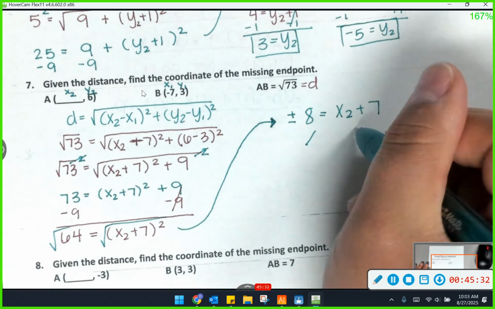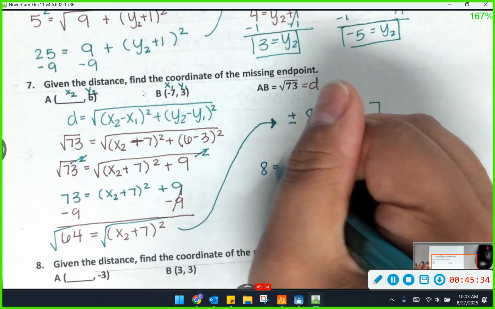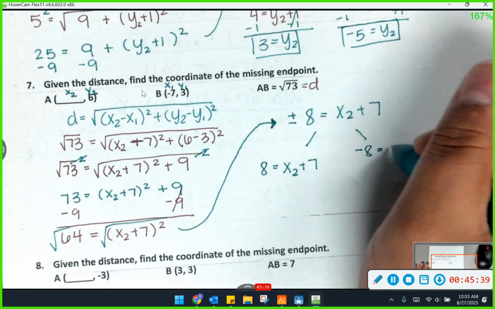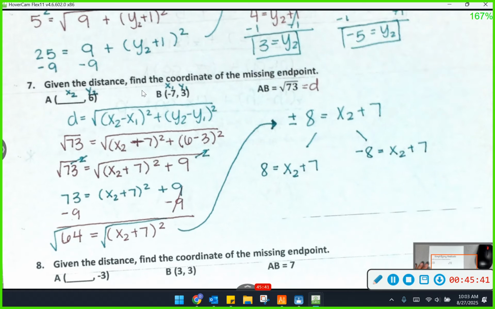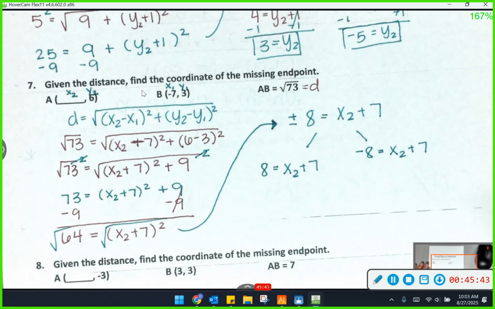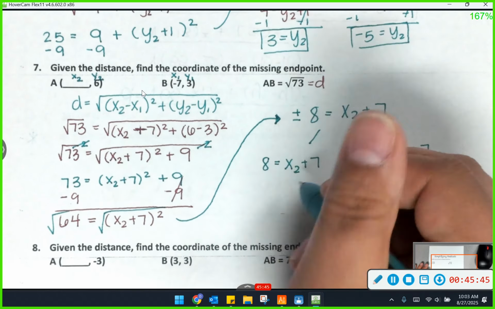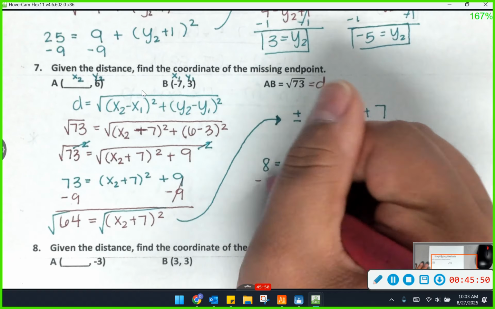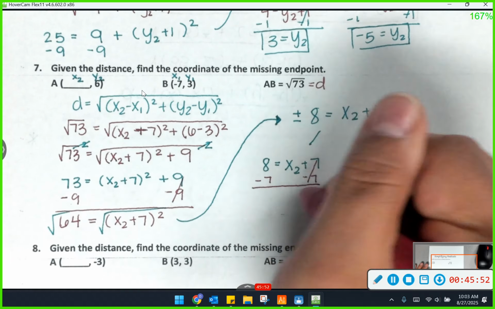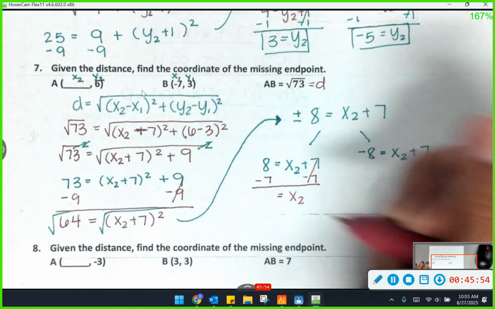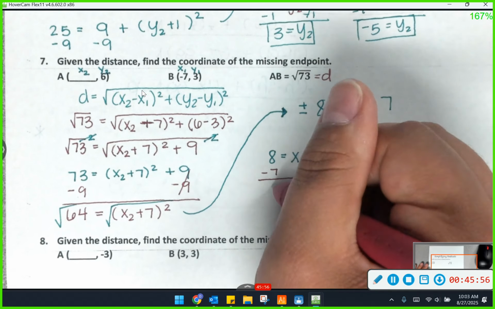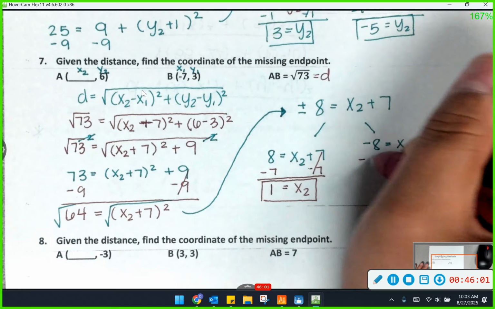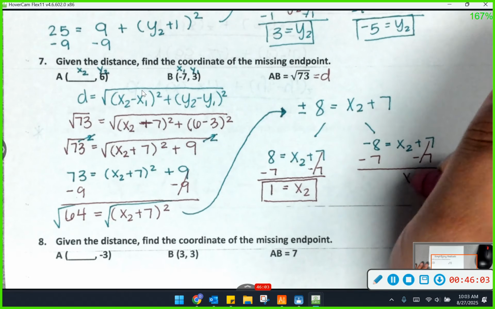And this is where you separate them. Is it always gonna be plus or minus? Always. What was your last step? Minus 7. And what is 8 minus 7? 1. So X equals 1 or negative 7. And what is negative 8 minus 7? Negative 15.